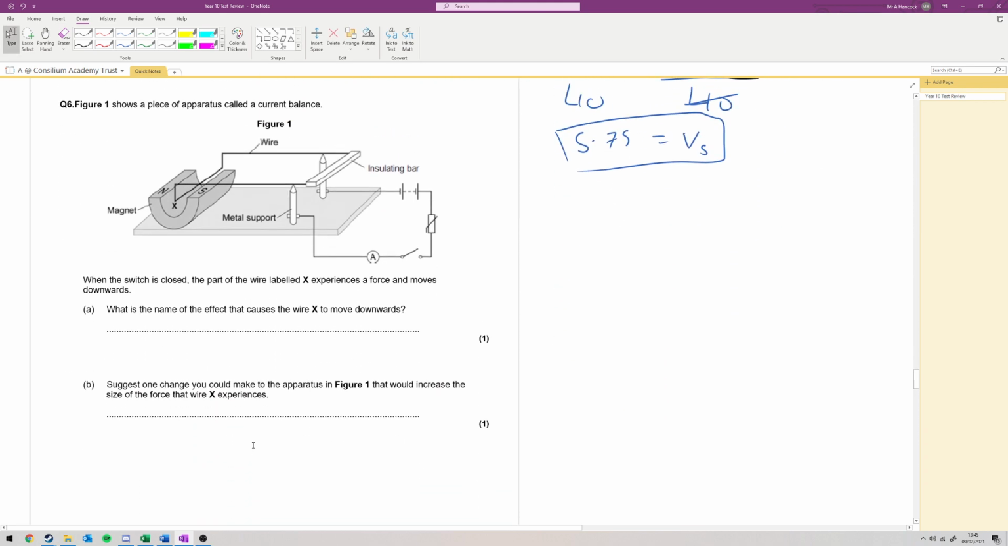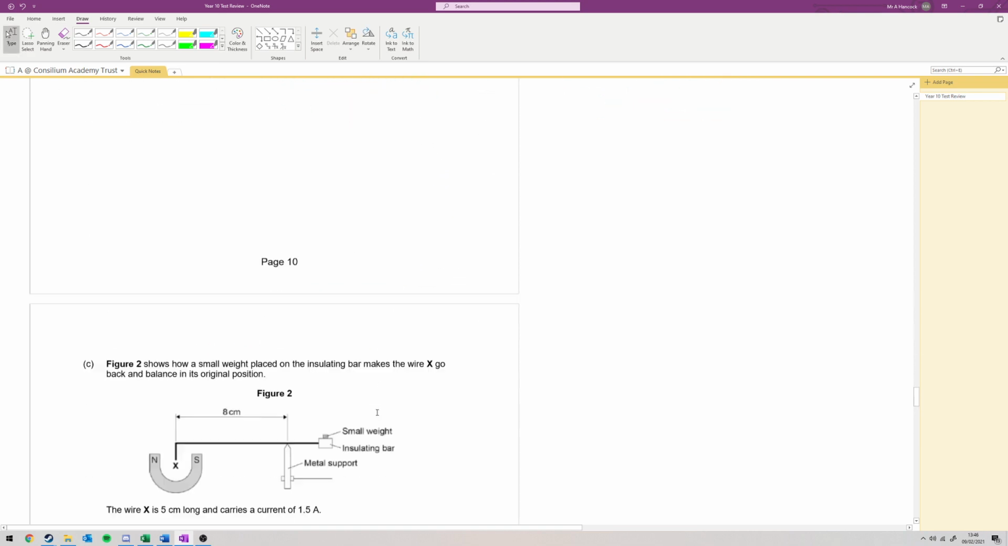Question 6. What is the name of the effect that causes the wire to move downwards? That is the motor effect. Suggest one change you could do to this apparatus to make the size of the force that the wire X experiences. Well, the easiest thing to do is get a stronger magnet. If you look at this, get a stronger magnet is the easiest thing to do. The other thing you could do is increase the current, but I'm going to say stronger magnet. Yeah, always the answer. Stronger magnet, increase the current.